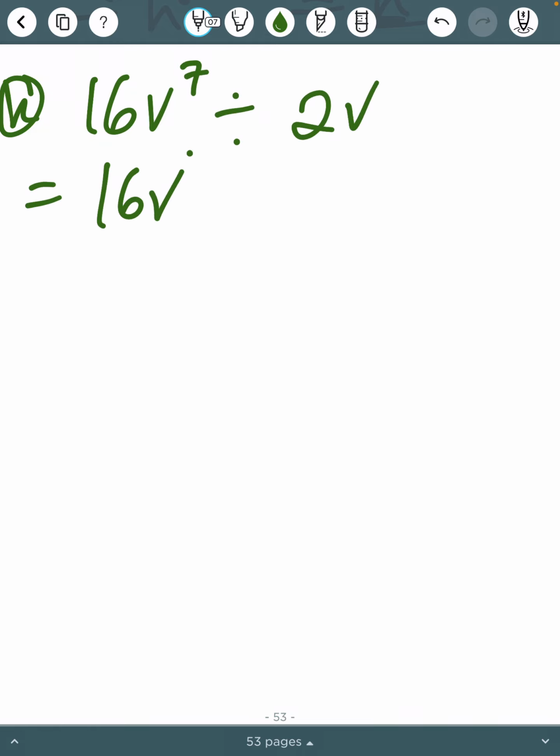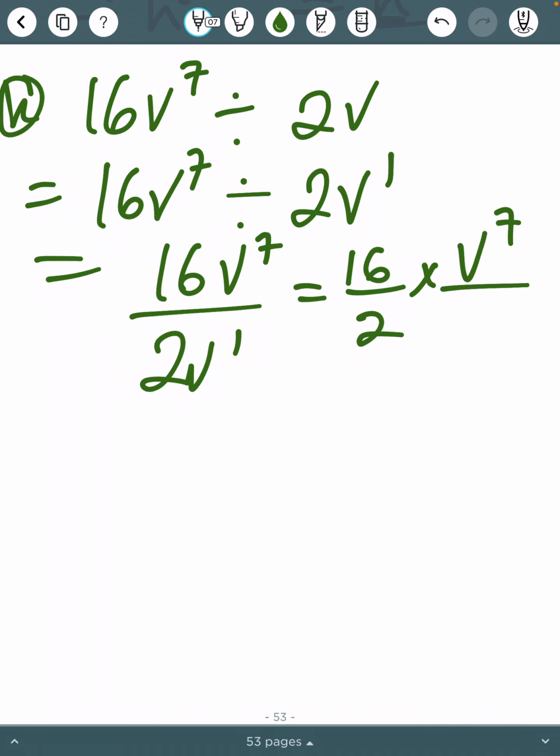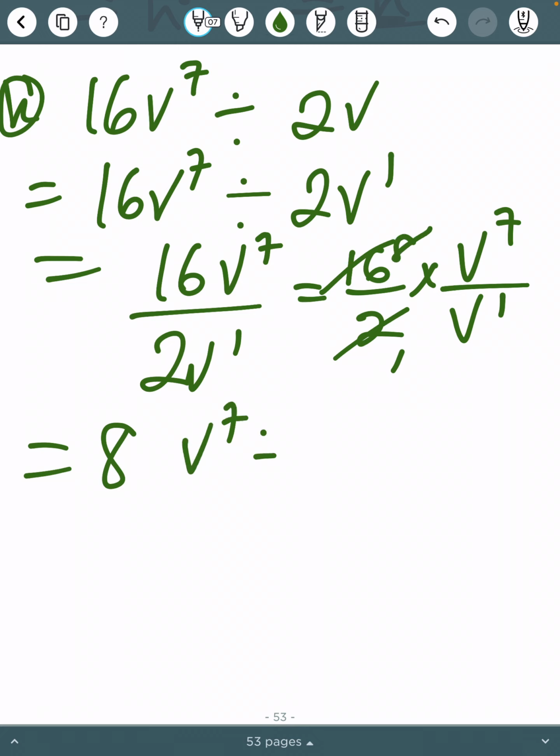First of all, 16v raised to power 7 divided by 2v. 2v is the same thing as 2v raised to power 1. So I can put the questions above one another like this. This will change to 16 over 2 times v raised to power 7 over v raised to power 1. 16 over 2 is 8 here. So that's 8 times v raised to power 7 divided by v raised to power 1.